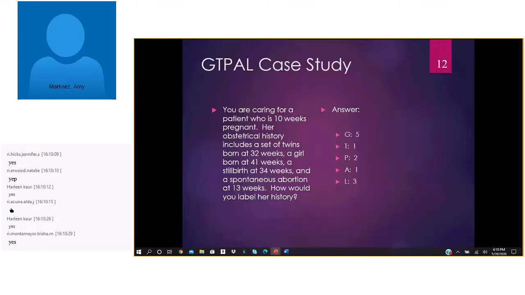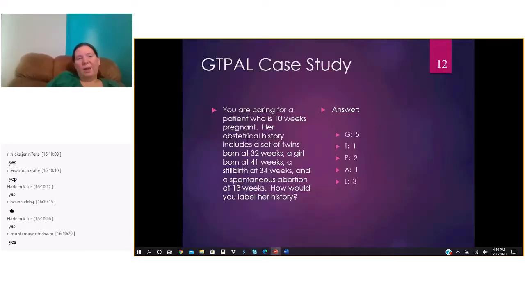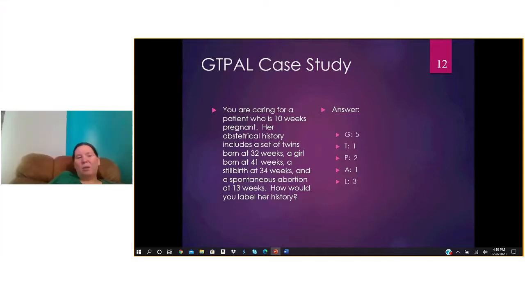So when we're analyzing the Gtp Alk case study, so this is looking at a woman's obstetrical history, how many pregnancies they've had, what the outcomes of those pregnancies were, and things like that. In this example, if you've already listened to the recorded lecture, it's the same example, but we'll walk through it step by step. The first four letters, the G, T, P, and A, are all based on number of pregnancies alone. It doesn't matter the outcome.